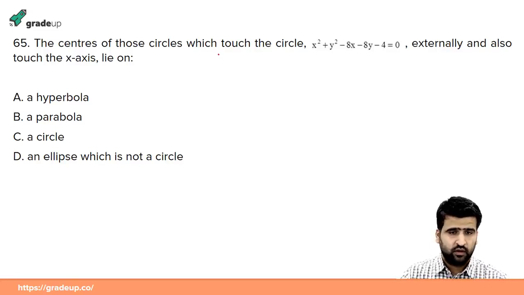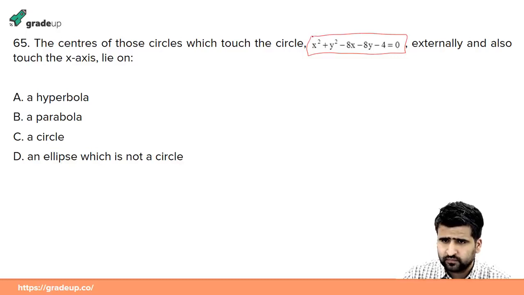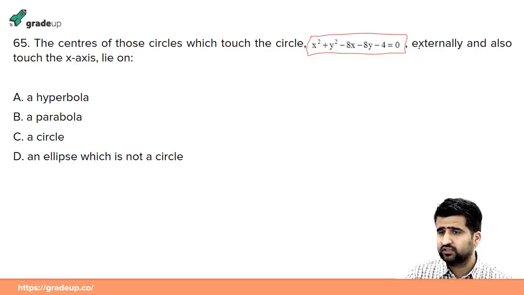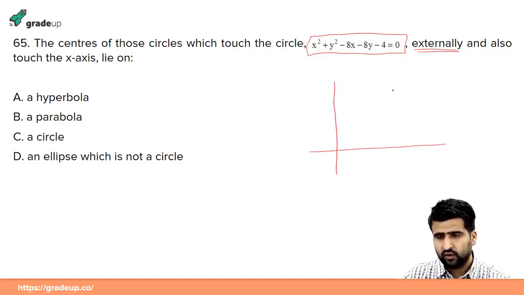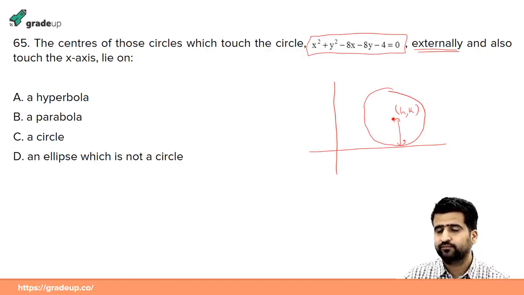The next one is from the topic circles. The question: center of those circles which touch the given circle. So one circle is given, and we have to find the center of those circles which touch this circle externally, and they also touch the x-axis. First of all, let's see what is the characteristic of the circles which touch the x-axis. Now we know that for circles which touch the x-axis, if they have the center (h, k), their y-coordinate will be the value of the radius.